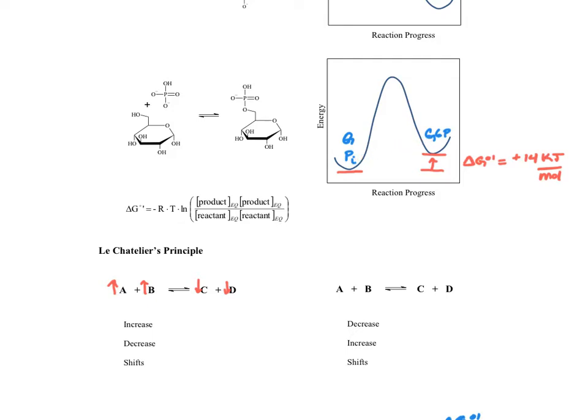It doesn't mean it can't go forward, it just means it has a propensity not to. And that's because its delta G naught prime is uphill. It's positive. It's plus 14 kilojoules per mole. Now, we already talked about one way we can make this reaction go forward. If we increase substrates or decrease products, then Le Chatelier's principle tells us we can move that forward.